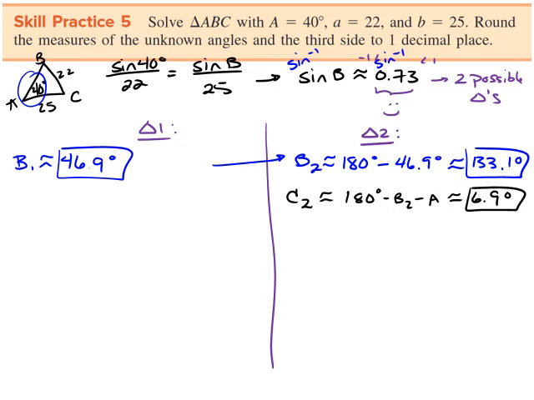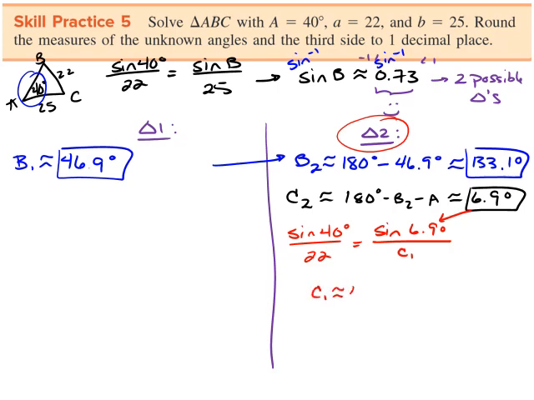So the only other thing I need to find is little c2 over here in triangle 2. So sine of 40 degrees divided by 22 is equal to, now I have to use the value that I just found for C. So sine of 6.9 degrees, you might want to use the exact value rather than the approximated value. And you'll find that side C2 is approximately 4.1.